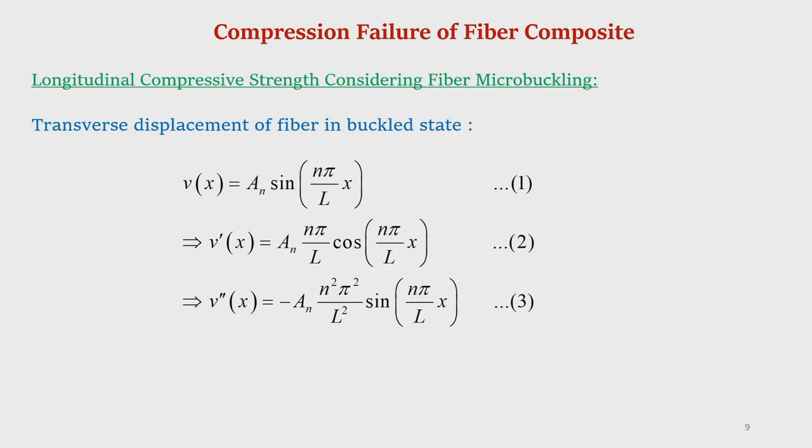So now considering the fiber buckling, suppose we consider the transverse displacement of the fiber to be sinusoidal. That means this is our x and this is y. So the displacement along x is u, displacement along y is v, and the transverse displacement v is expressed as v = a sin(nπx/l), n is the number of half waves. So we can take the derivative, that means dv/dx, and the second derivative ∂²v/∂x², and we get these terms.